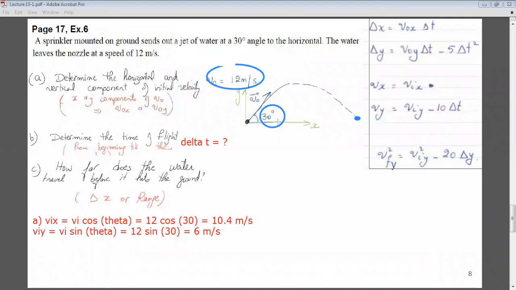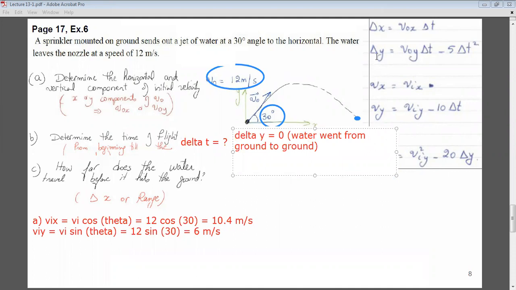How much is delta y in this case? From the ground to the ground. It was at origin 0 and it went back to y equal to 0. So delta y equal to 0, because the water came back to the ground. Water went from ground to ground. So delta y is 0.